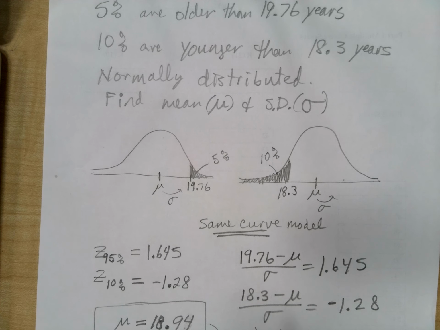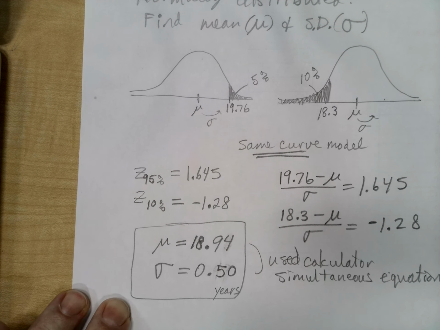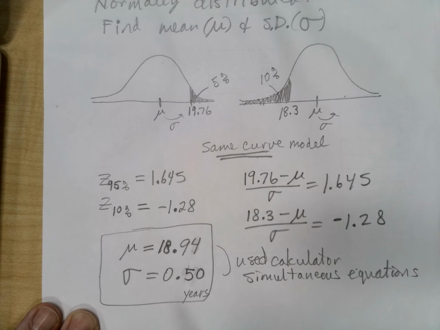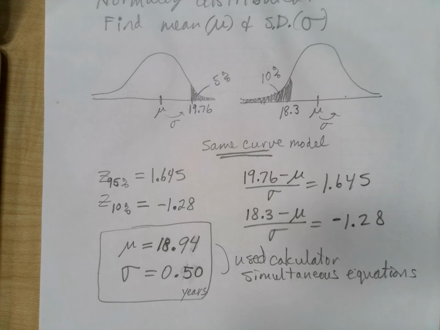There's many ways. But when you solve that system, you should end up with the mean being 18.94 and the standard deviation being 0.5 years. Okay, that is an interesting challenge skill.